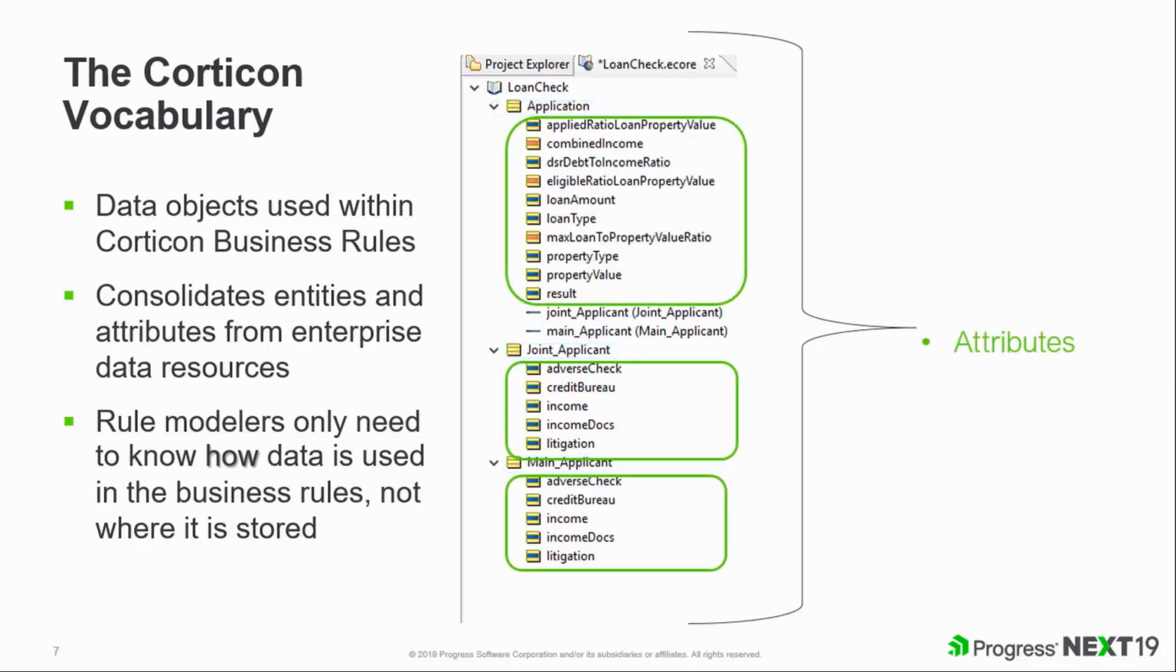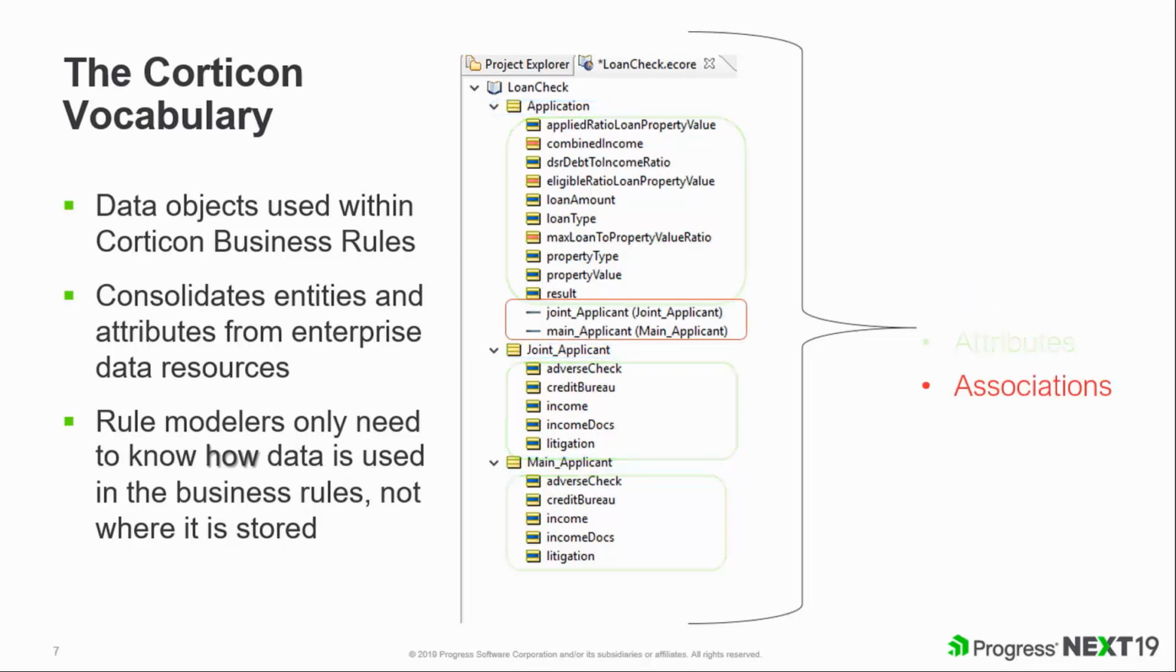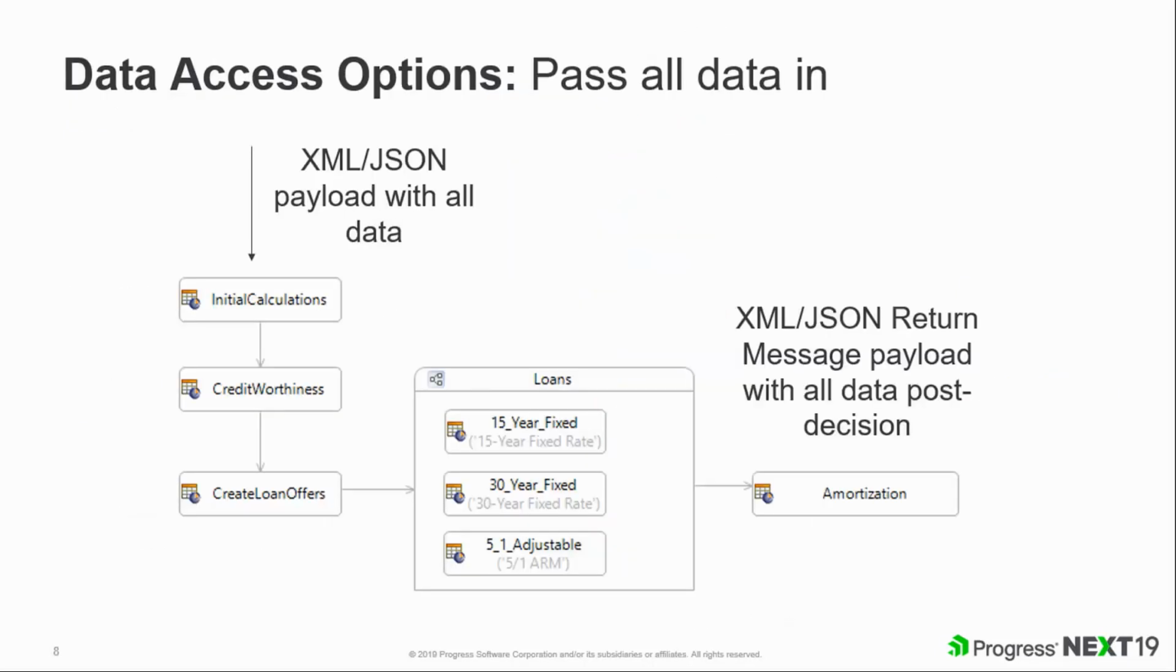Again, this is just calling out the entities, attributes, and associations of those entities. And the simplest way to go about solving for data integration is to just pass in all of the data. That's where, as part of the rule execution, you are giving it all of the data it needs. All that you are doing within Corticon is modeling the rules that will define how those pieces of data are going to operate on one another, and then passing that data back.